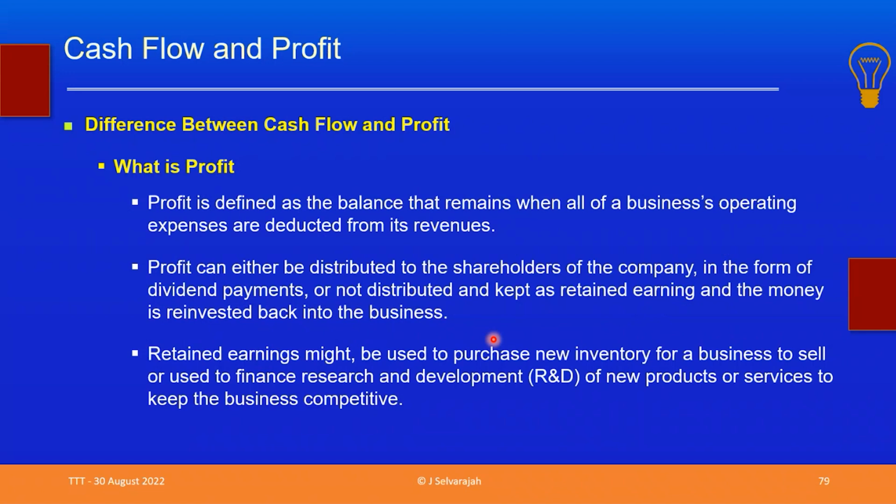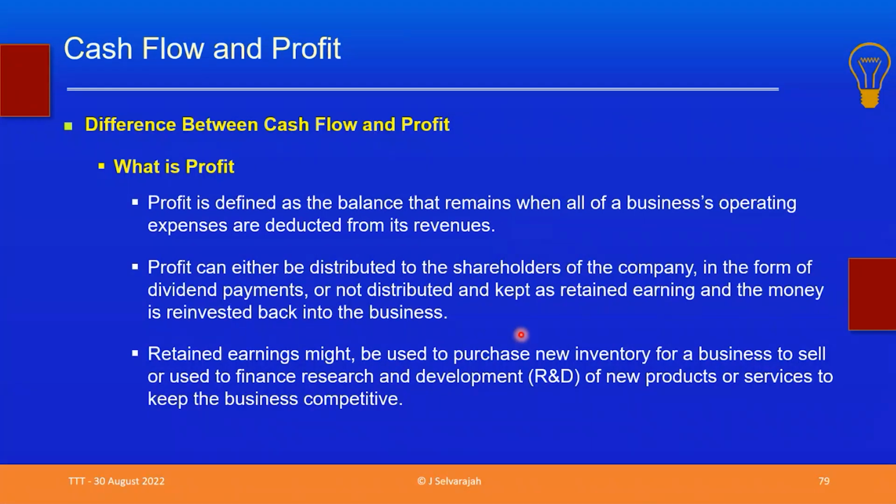So what is a profit then? We can identify what profit is. Profit cannot be seen or touched. It's defined as the balance that remains when all of the business operating expenses, not the cash flow, the expenses, are deducted from revenue, not the cash income, the revenue. Profit can either be distributed to shareholders of the company in the form of dividend payment, or it can be kept as retained earnings and the money reinvested back into the business.